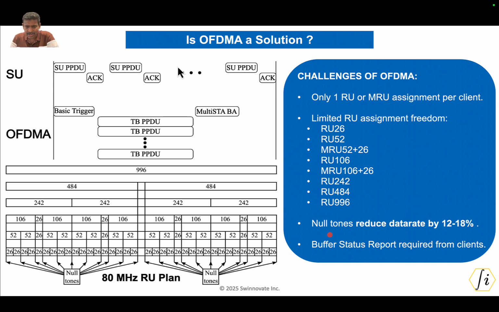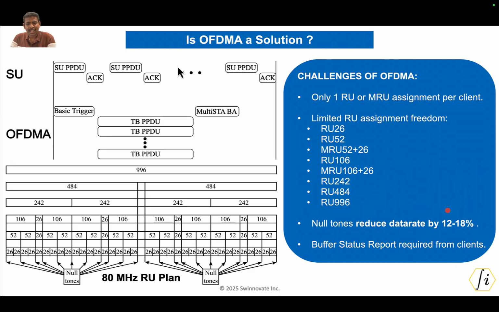So null tones reduce the data rate anywhere from 5% to 18%, but a more typical number is like 12 to 18%. This is a significant limiting factor of OFDMA, so that when we start itself, OFDMA starts with this 12% to 18% loss compared to single user, right? So OFDMA will be beneficial only if the gains exceed that 18% loss. To get a net gain, we have to compensate for this loss.